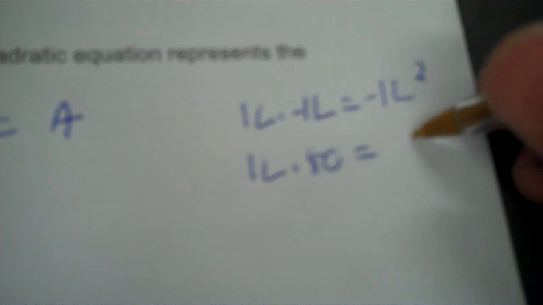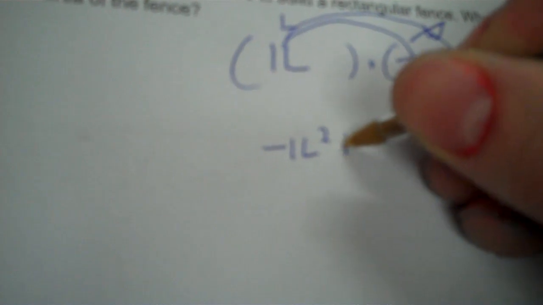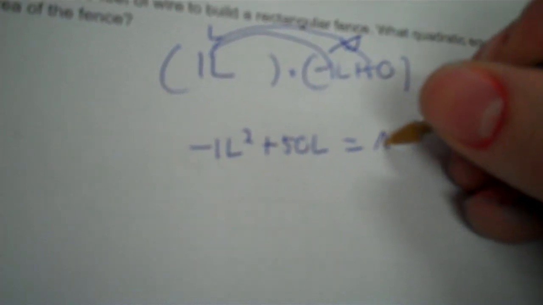Okay, we have 2 factors of L. L's unknown, so it's L to the second. 1 times negative 1 is negative 1, and you have a factor of L. 1 times 50 is 50. You cannot combine those. L to the second and L are completely different terms, so you keep them separate. Negative 1L to the second plus 50L equals area.